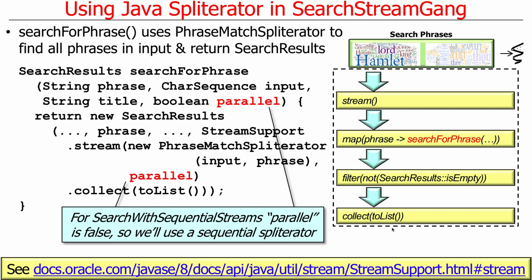Yes? If you were running this on a sequential stream, do you really need to use a spliterator? That begs the question, when you say running it on a sequential stream, how did you get that sequential stream?